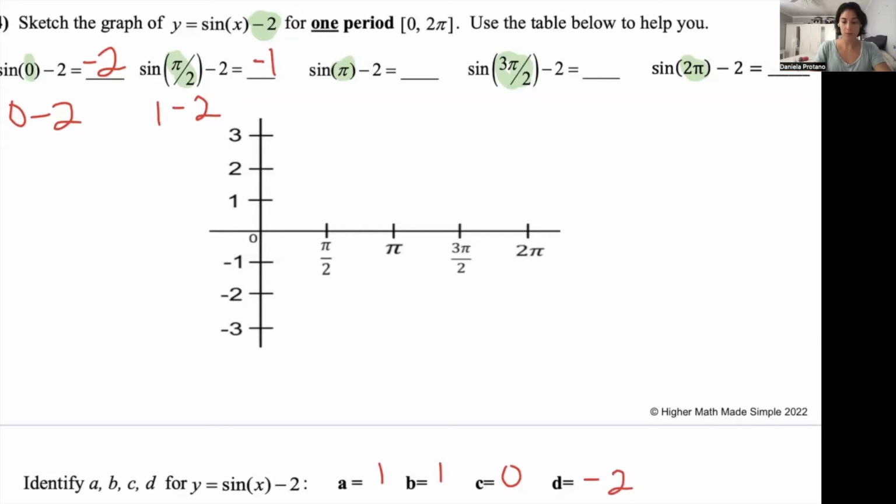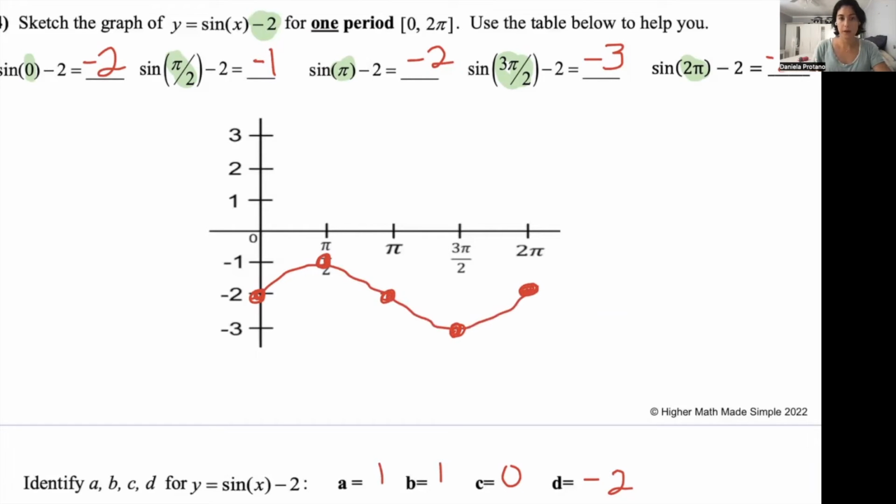Sine of pi, we'll do one more, and then I'll fast forward and plot those points. Sine of pi is 0, and then 0 minus 2, so we're back at -2. So I'm going to hit the fast forward button, finish the other two evaluations, and then plot those points. Okay, so I plotted those 5 main x values into the function.